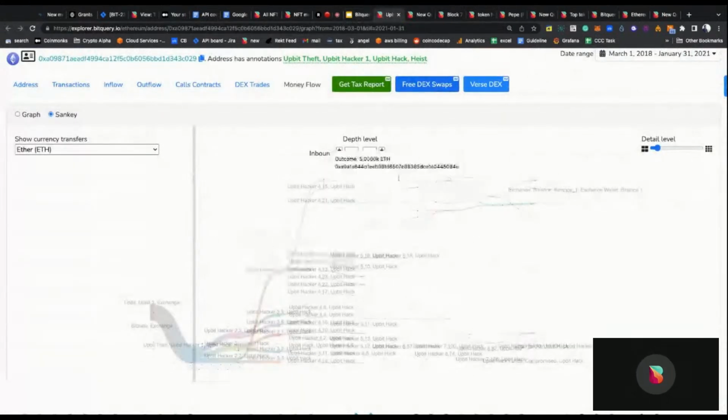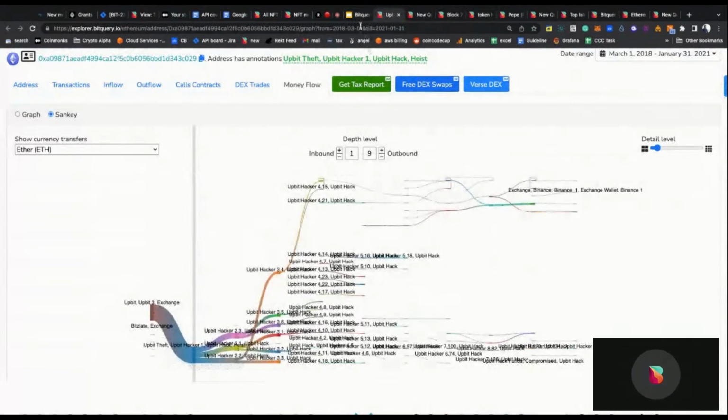Once we enable more annotations, maybe it will be more interesting to follow money, and it becomes more interesting when some hack or spam happens, or you want to investigate certain things.